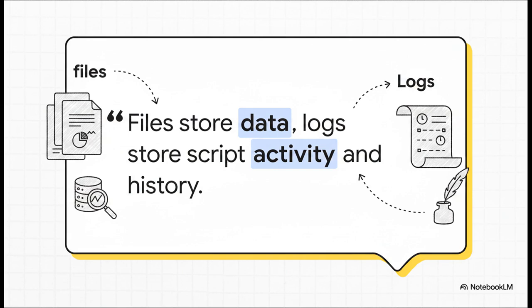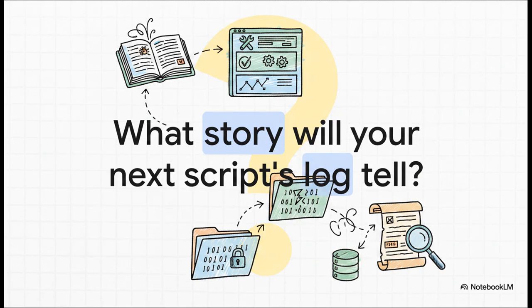And if you ever need to remember the core difference in a nutshell, this one line says it all. You use files to store the results or the data that your script produces, but you use logs to store the story of how your script did its work, its activity, its history, its successes, and its failures. So as we wrap things up, I want to leave you with this one thought. Try not to think of logging as just a boring chore for debugging. Think of it as a form of storytelling for your code. A really good log tells a clear, understandable story of what your script was trying to do, what it actually did, and what went wrong along the way. So my question to you is, what story will your next script's log tell?